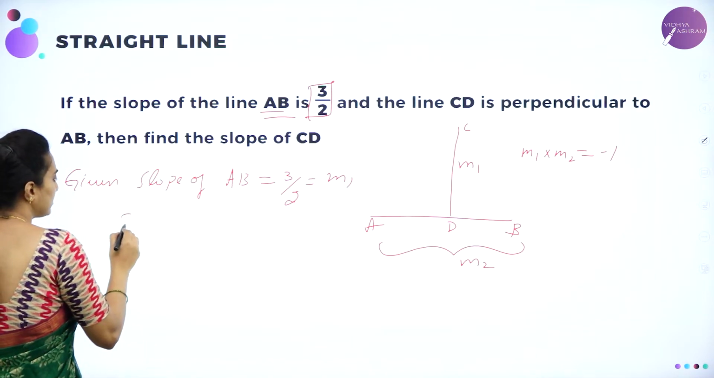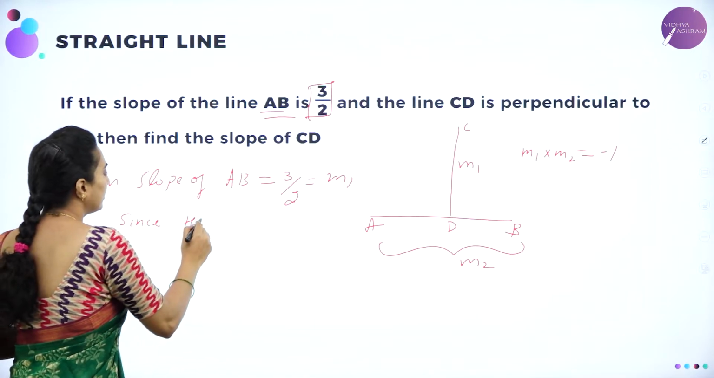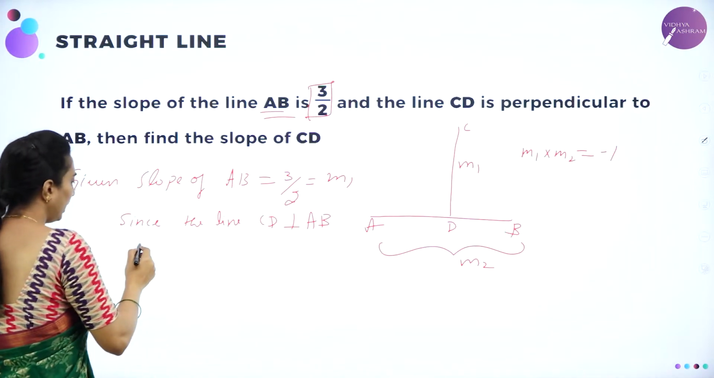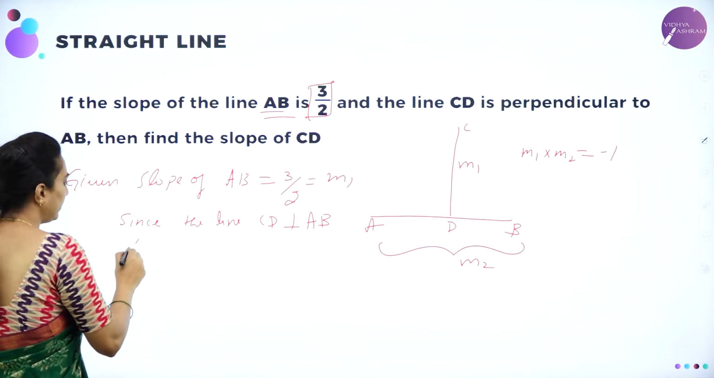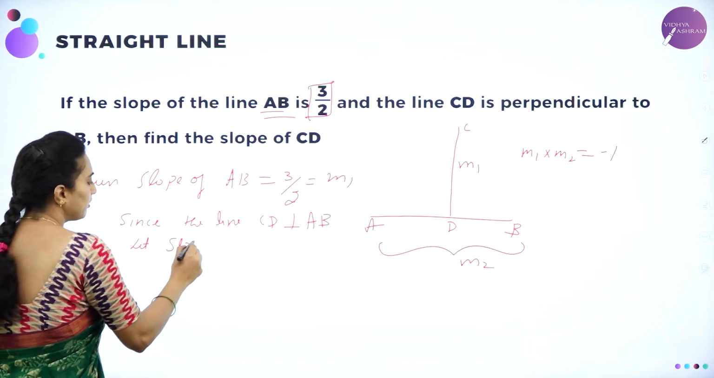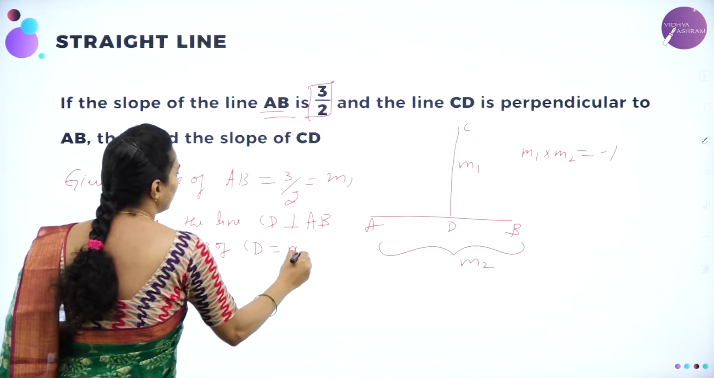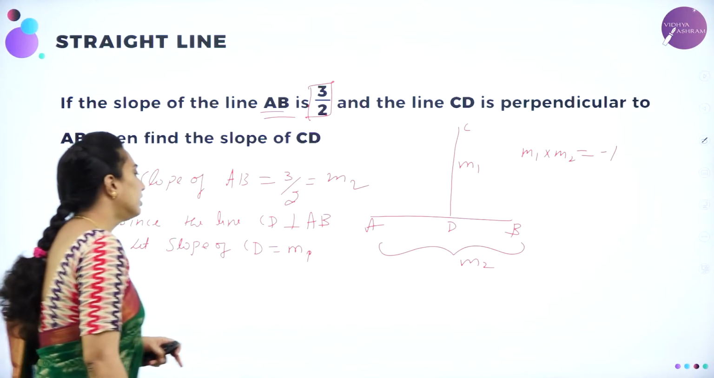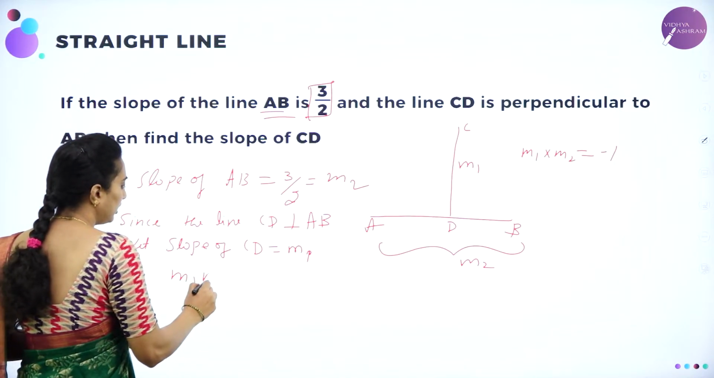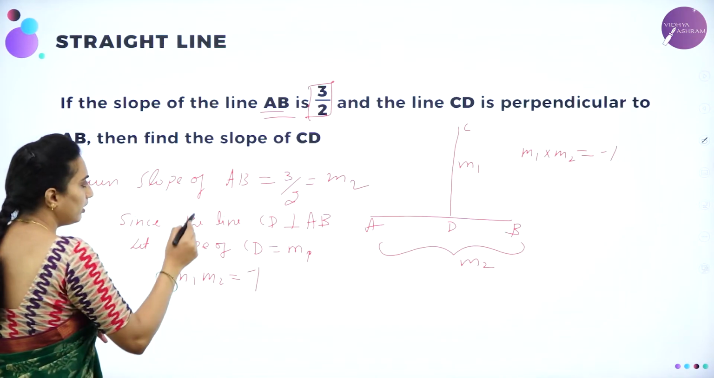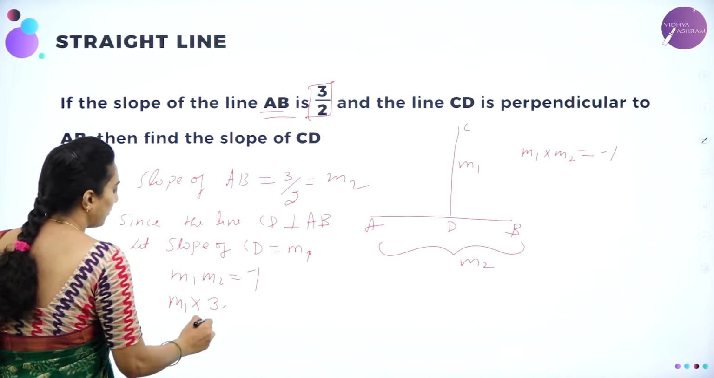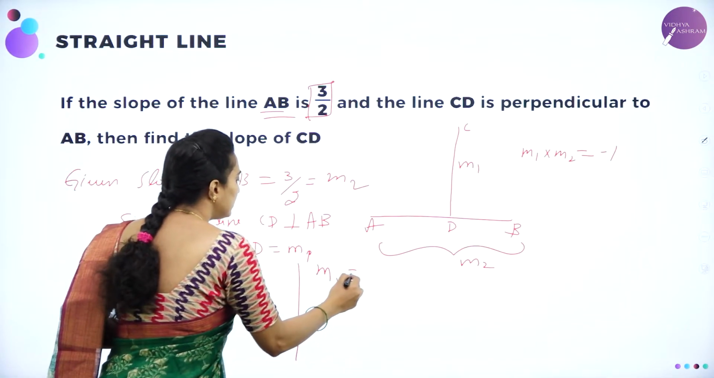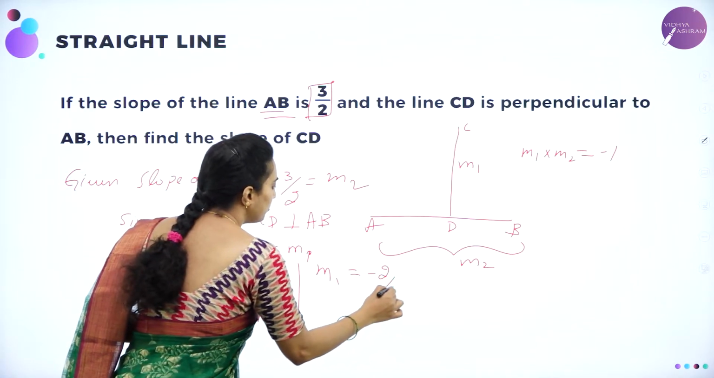Since the line CD is perpendicular to AB, we know that m1 dot m2 is equal to minus 1. Let the slope of CD be m2. Now according to the diagram, slope of AB is m2 and slope of CD is m1, right? Therefore m1 dot m2 is equal to minus 1. m1 we don't know what it is, m2 we know is 3 by 2, which will be equal to minus 1. Therefore m1 is equal to, cross multiplying, minus 2 by 3.